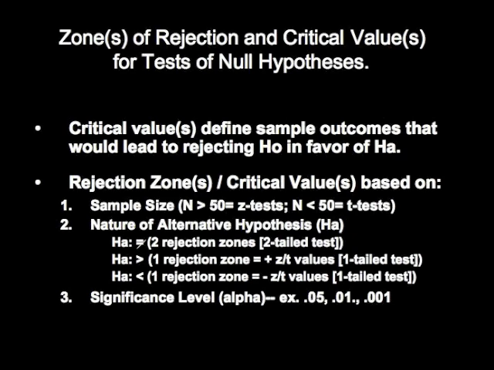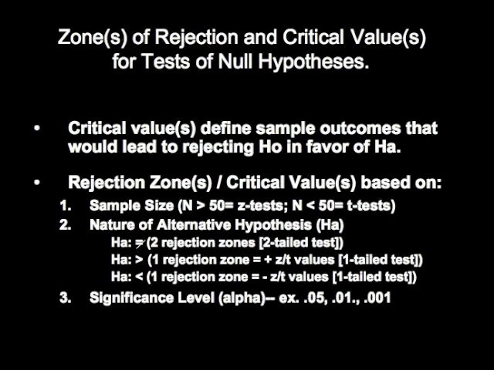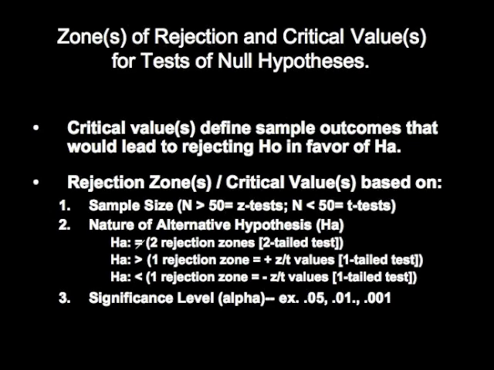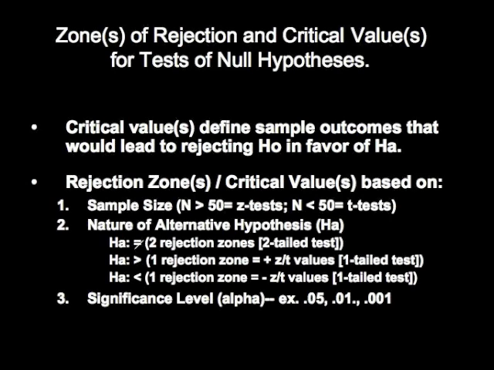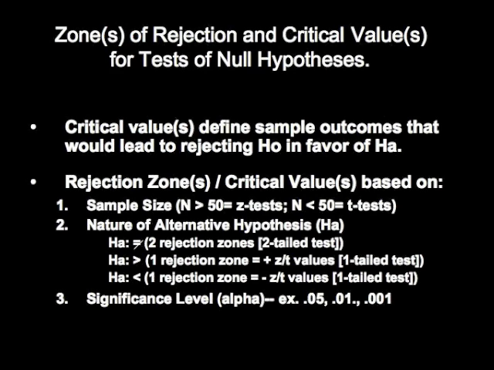If we hypothesize as an alternative that is not equal to some value, then we're going to have two rejection areas. We're going to have a positive and negative t-score or z-score. Third thing we need to consider is the significance level of the test, or what's called alpha. And alpha defines the probability of making a type 1 error, and we usually set that in advance at either the 0.05 level or the 0.01 level.